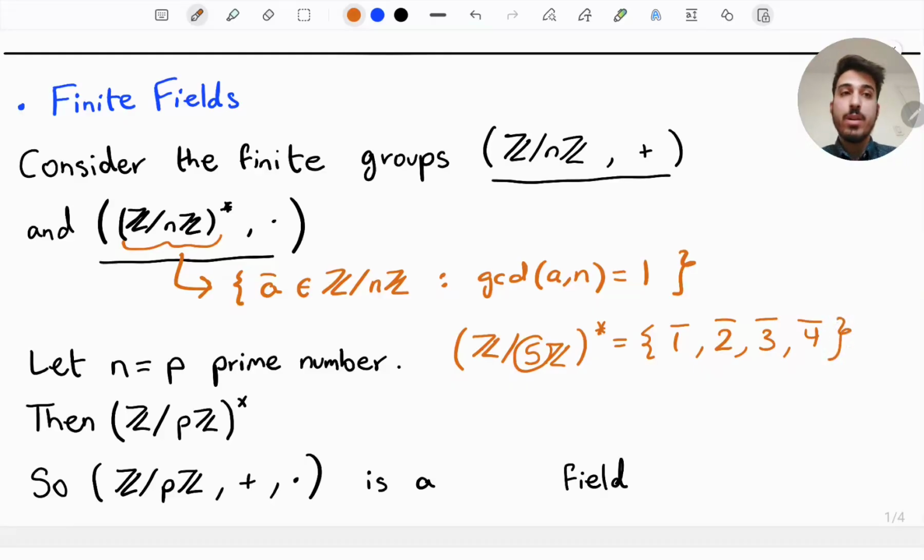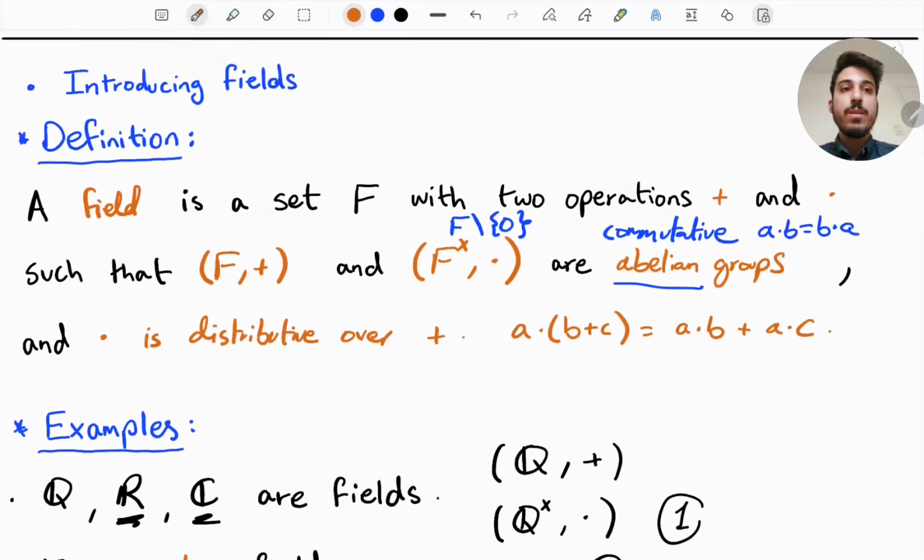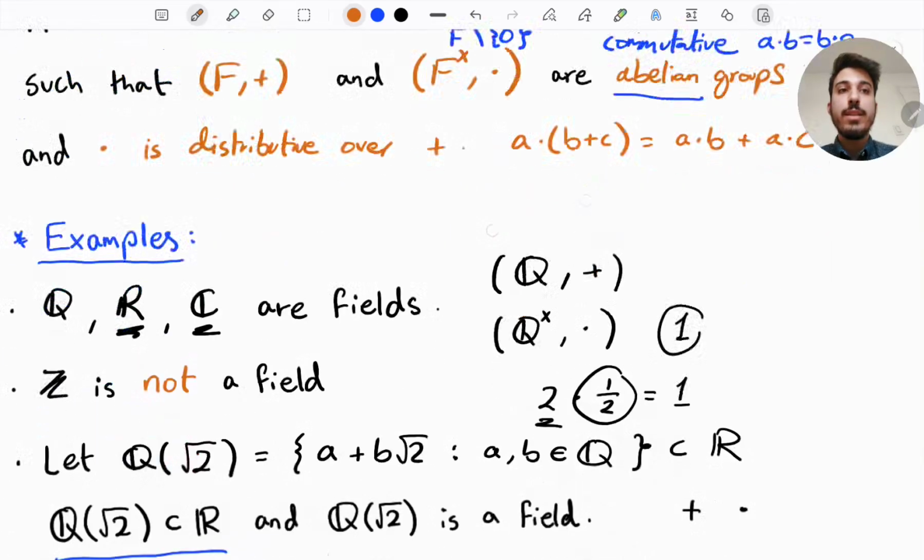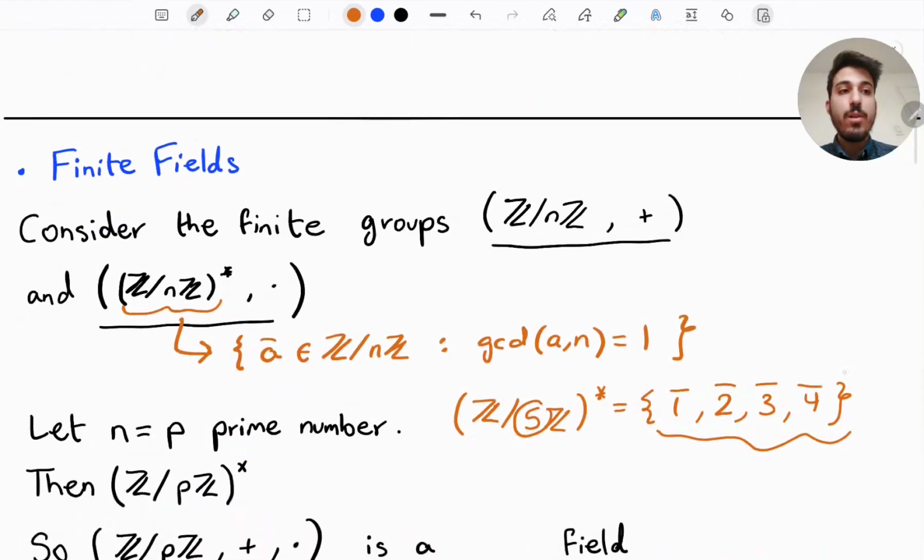Because all of these elements are co-prime to 5, which is prime, because prime numbers are the only numbers in which the only divisors are themselves and 1. So the only number that is divisible by 5 is a multiple of 5, which is 0 bar. But 0 bar, we do not need to include it because remember, in the definition of a field, we only need to include all the non-zero elements in the set. And here we have indeed included all the non-zero elements in Z5Z.